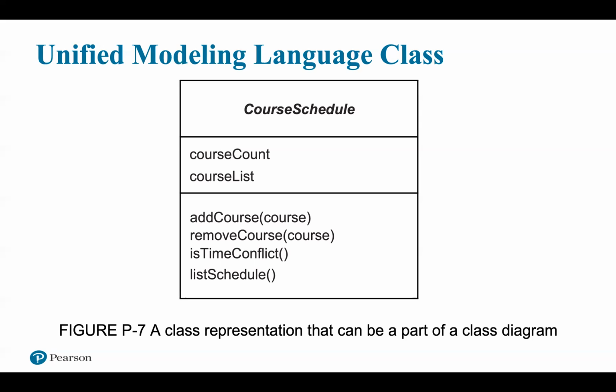Besides use case diagrams, UML provides a class diagram that places each class description in a box analogous to a CRC card. The box contains the class name, its attributes or data fields, and operations or methods. So we're seeing an example of what it would be for a course schedule.